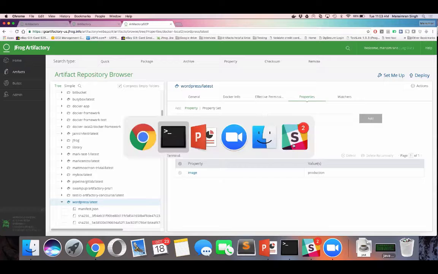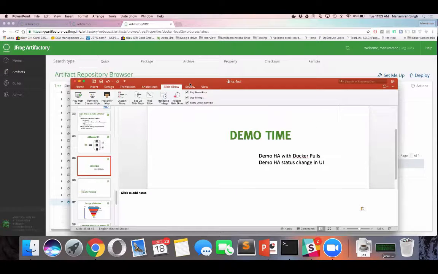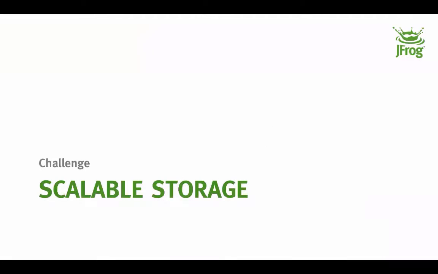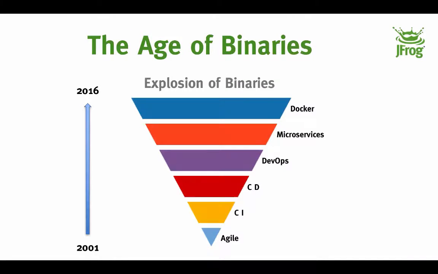We had gone through the demo. Now let's go to the leftover topics. Now let's talk about the scalable storage. And in order to explain the scalable storage, we need to talk about the age of the binaries. I was explaining to you that today we have millions and millions of artifacts, and especially with Docker, it becomes really important because whatever is going inside the Docker also needs to get managed.